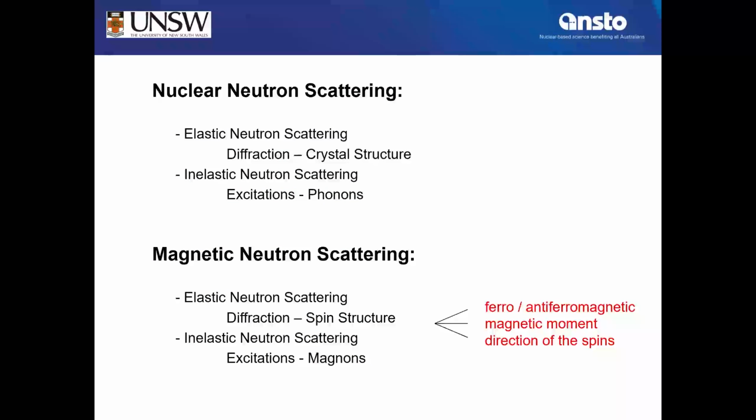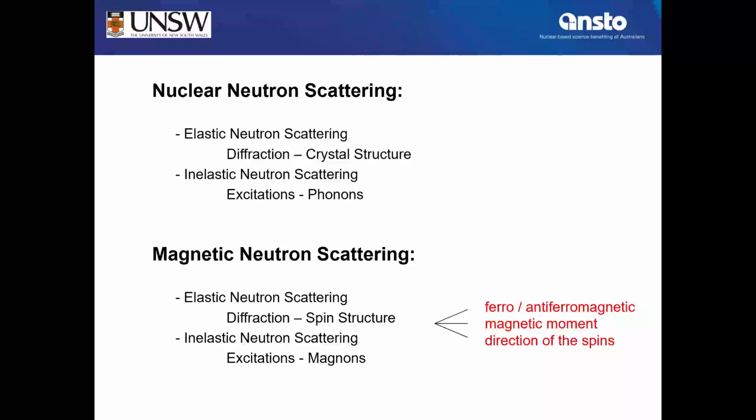Why neutrons? That's the most important question for all of us. What justifies that we use neutrons? It's an expensive method. As you all might know, elastic neutron scattering allows us to determine the precise crystal structure, and inelastic neutron scattering to probe excitations like phonons. But magnetic neutron scattering goes beyond that point.